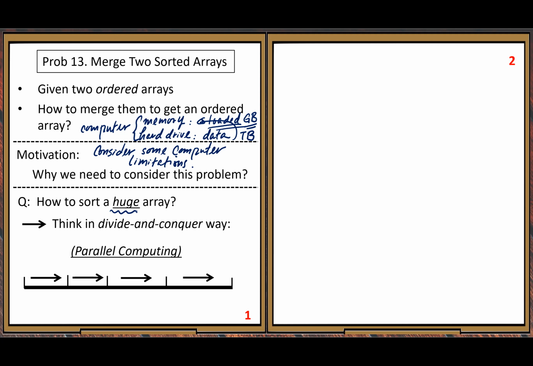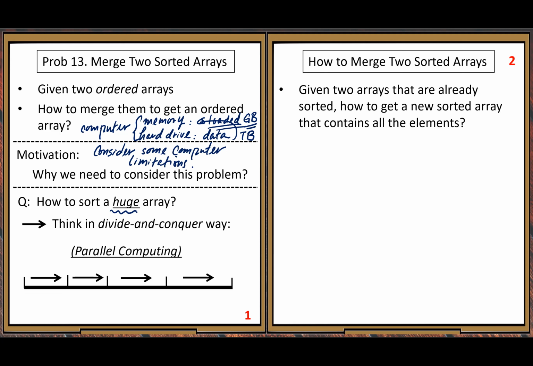This merge operation, although it's not hard, we still need to find its solution. All right. How to merge two sorted arrays? Given two arrays that are already sorted, how do we get a new sorted array that contains all the elements?